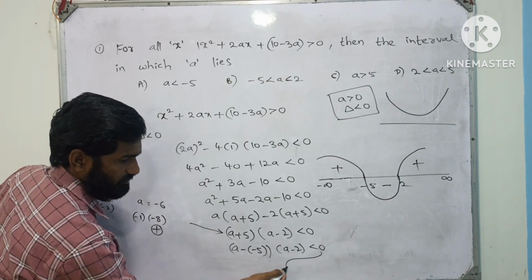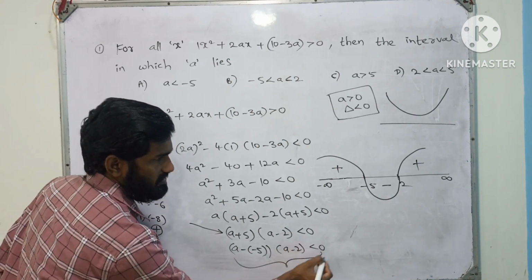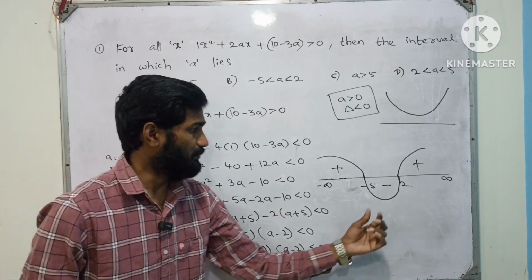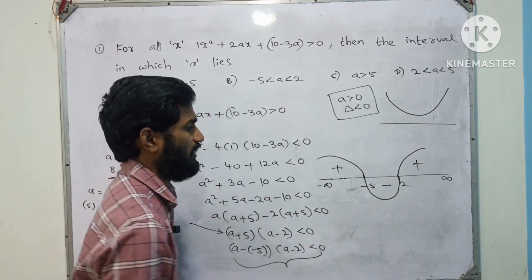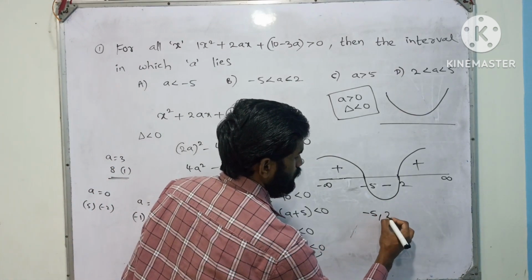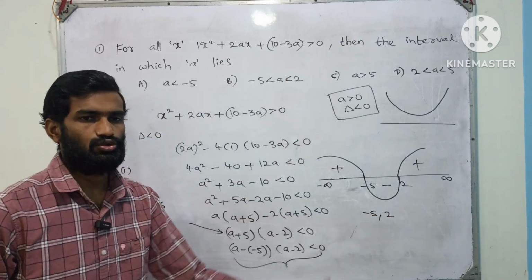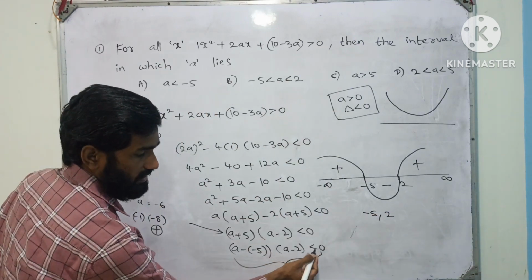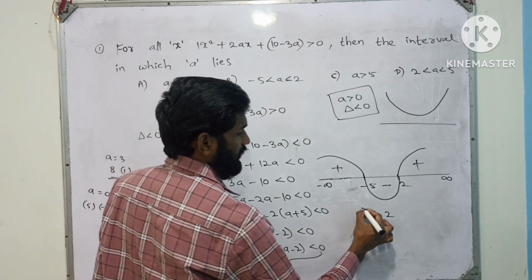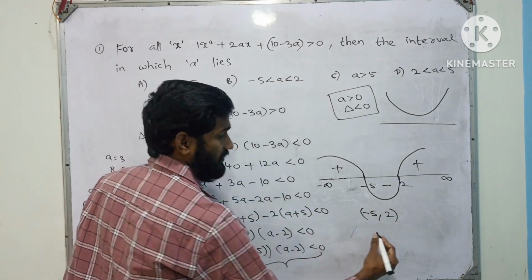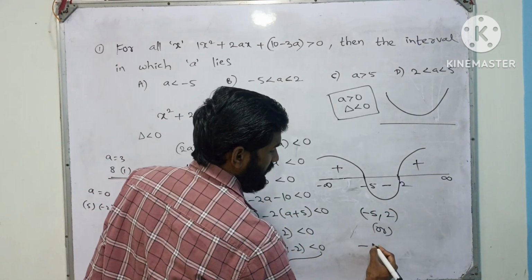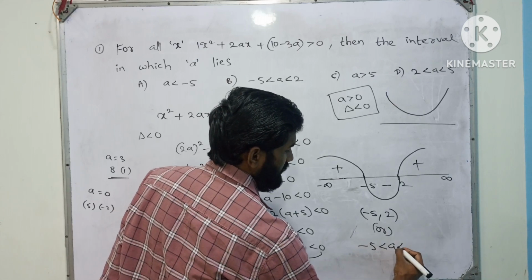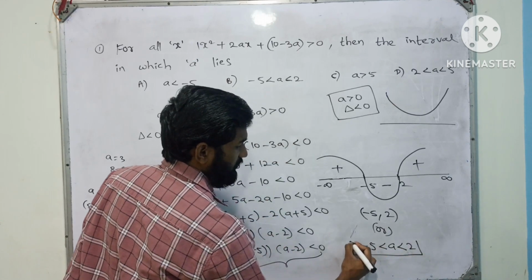Now what do we need? We need negative, because less than 0 means negative. Where are we getting negative? In between these two we are getting negative. Therefore our answer is minus 5 to 2. Here only less than is there, not the equal symbol, therefore we have to consider open brackets. Otherwise we can simply write this as minus 5 less than a less than 2. This is our final answer.